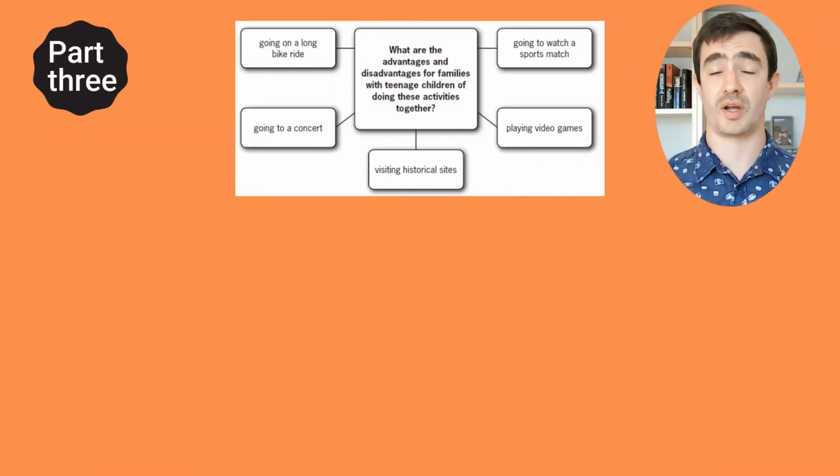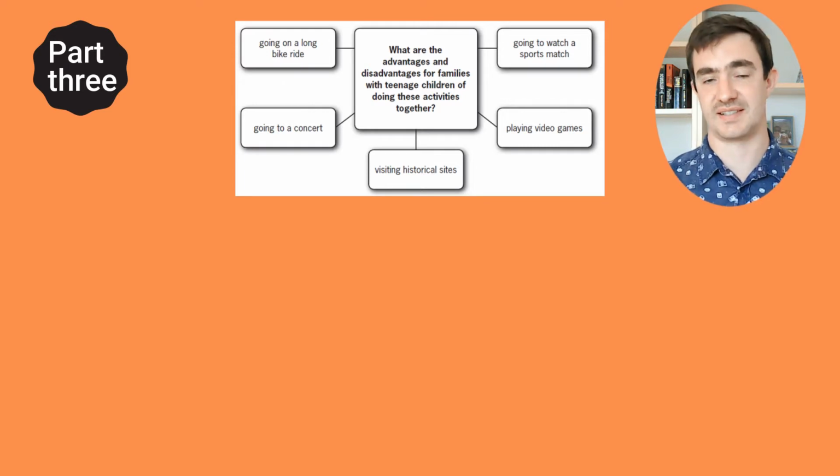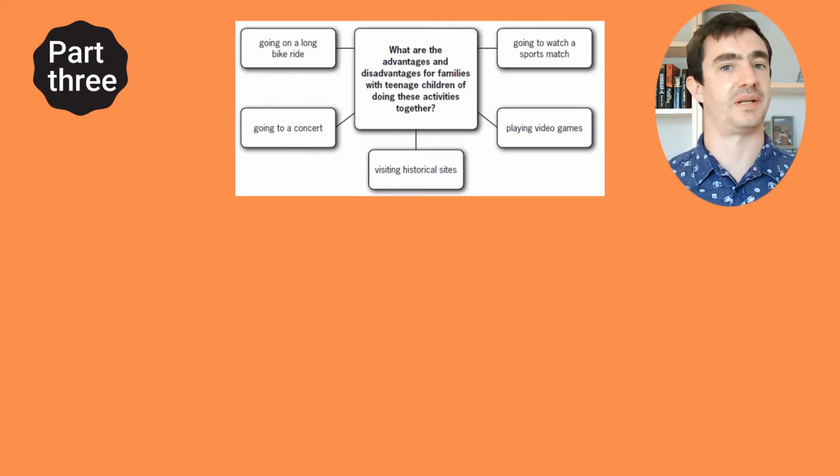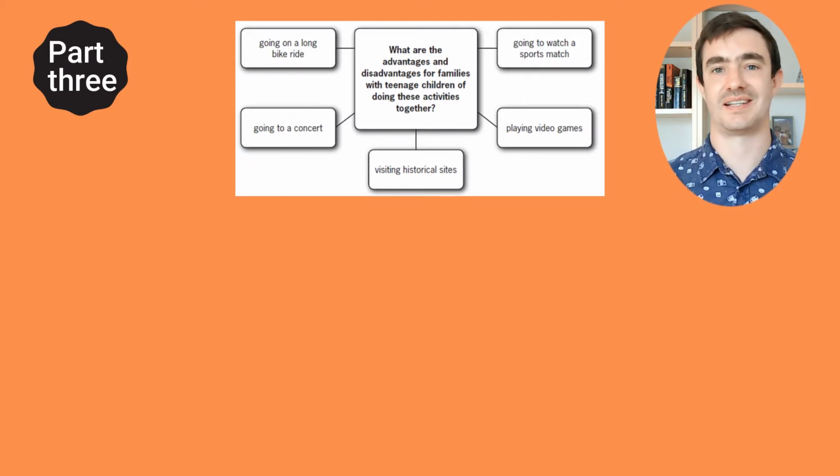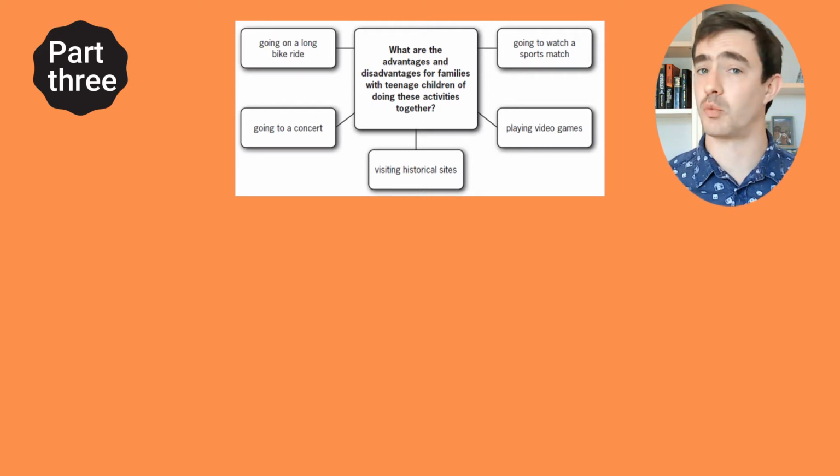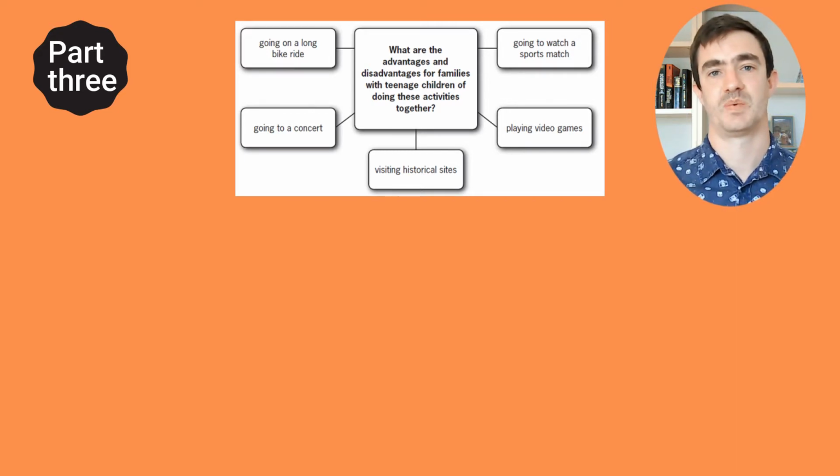So let's take a look at an example from part 3. You'll get the question, which is, what are the advantages and disadvantages for families with teenage children of doing these activities together? You'll then get 15 seconds to quickly look through the different prompts. One way to start this part simply is by saying, let's begin with, or let's kick off with. And I'm going to put up some useful language for this part.